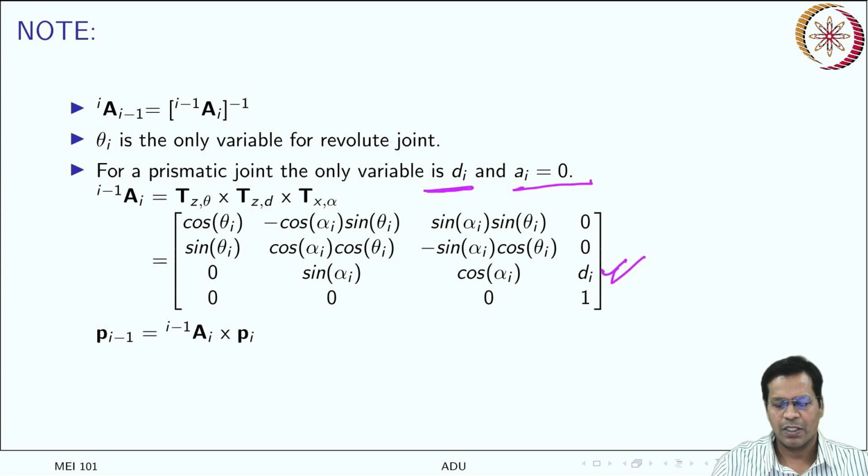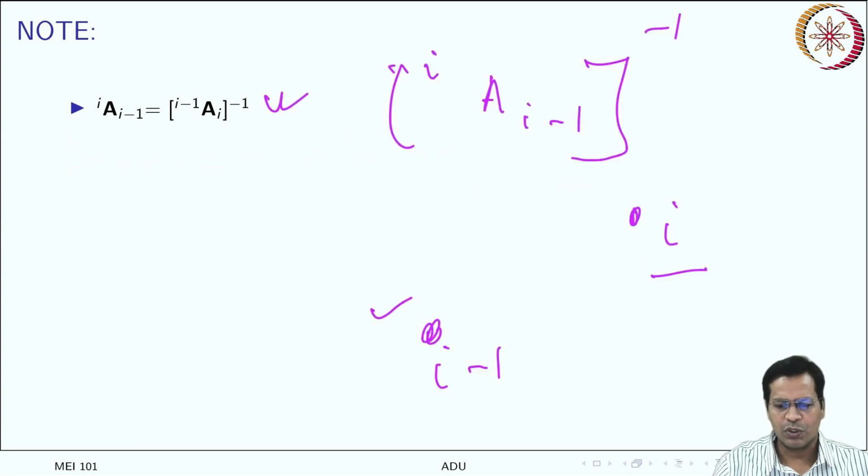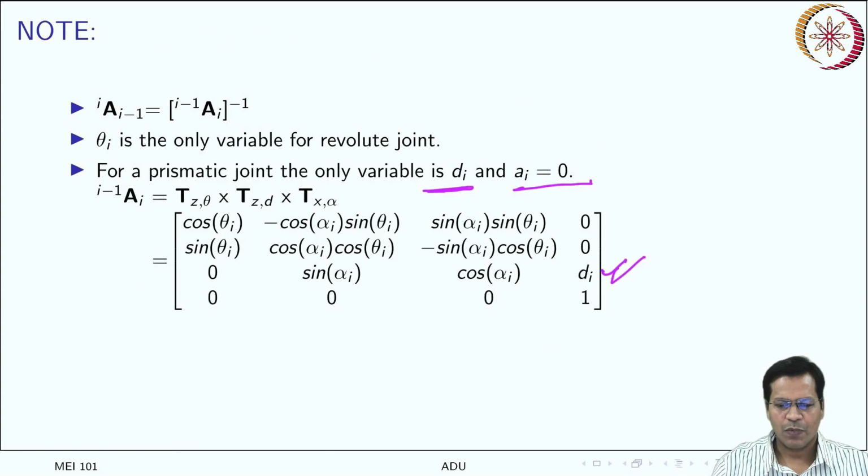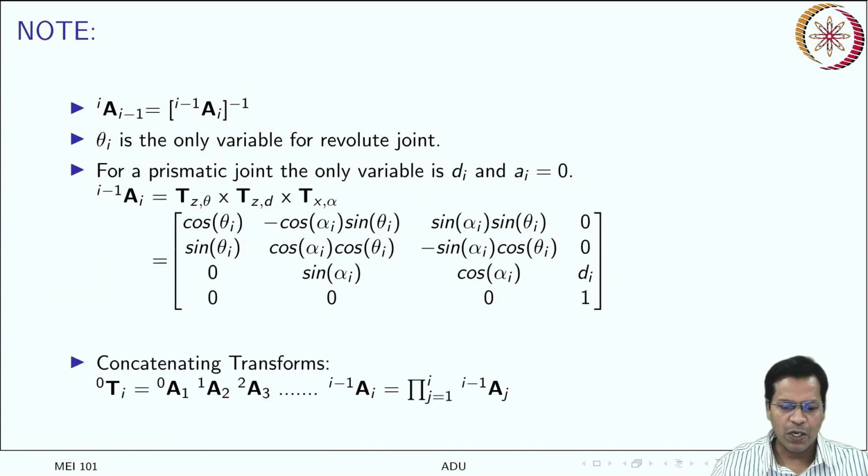So this is there. Okay, so we can simply use the previous transformation matrix, just substitute Ai is equal to 0 and you will get this. Okay, so this is it. So now, concatenating all the transforms.